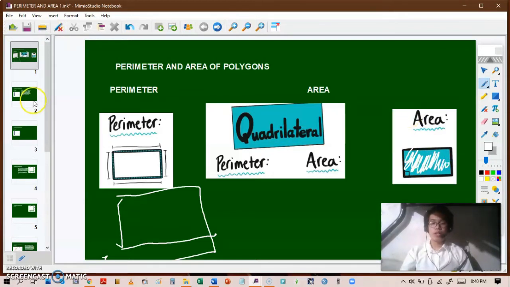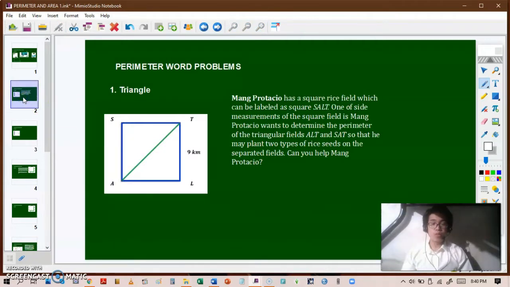So let's jump right ahead to a problem. Our first problem is going to be about triangles. Mount Protasio has a square rice field which can be labeled as square SALT. One of the side measurements of the square field is 9 kilometers, and Mount Protasio wants to determine the perimeter of the triangular fields, ALT and SAT, when he divided it. So we want to find the perimeter of this triangle right here.